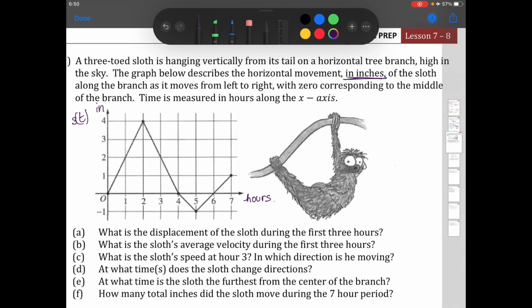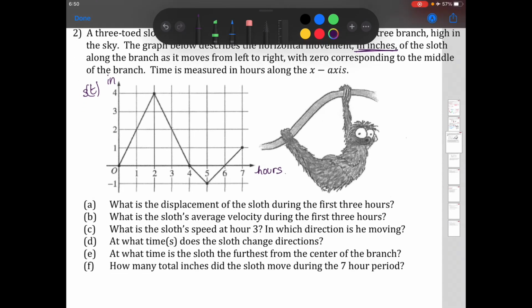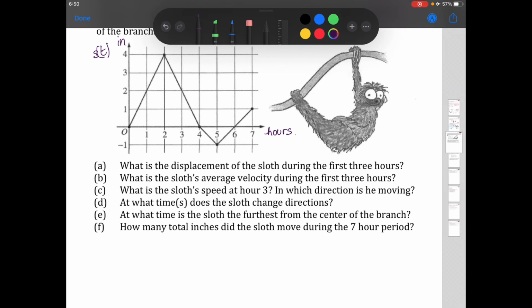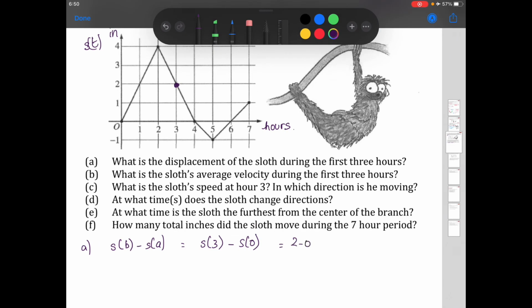It says, what is the displacement of the sloth during the first 3 hours? Basically, your displacement is the difference between where you ended and where you started. So my displacement would be S of B minus S of A. My first 3 hours would be S of 3 minus S of 0. I know S of 3 is 2. So it's going to be 2 minus 0, which is 2.